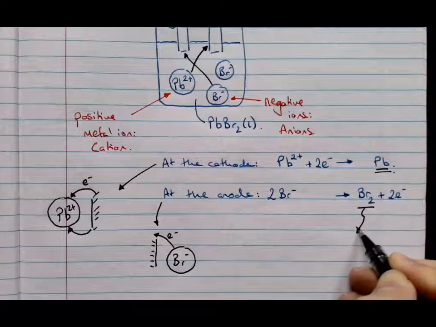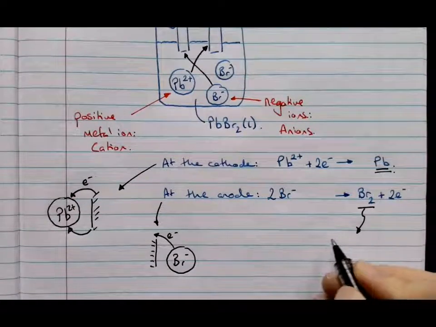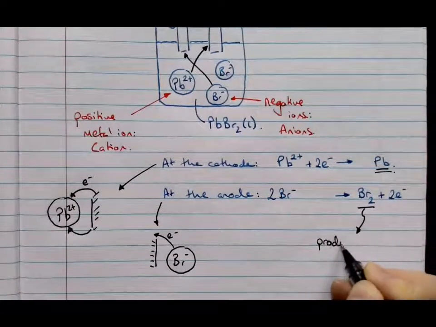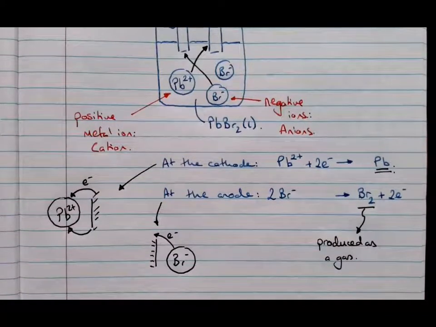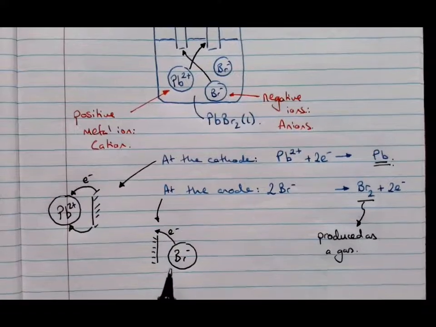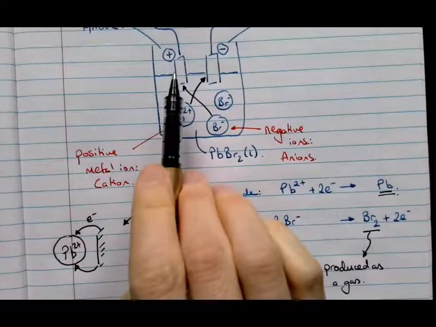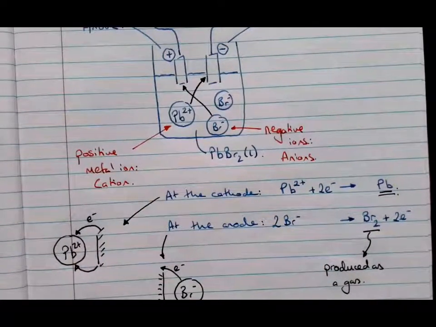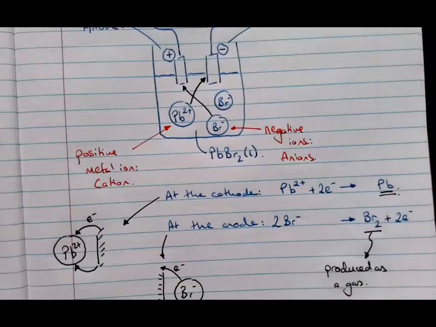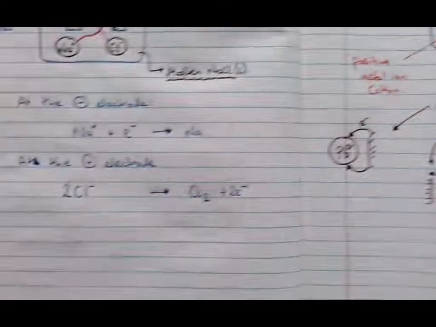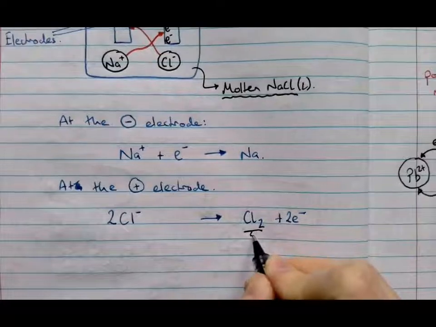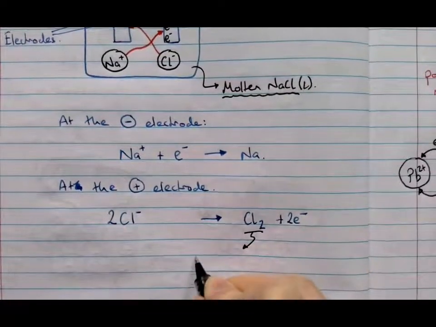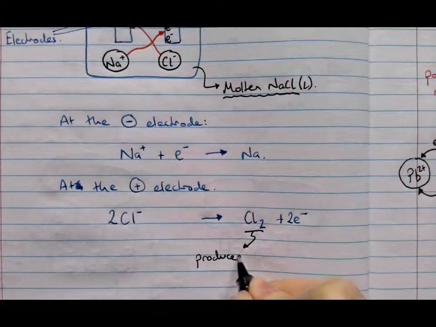Okay, so you would expect to see at the anode a gas being produced. And if we go back to the example we did in the last one, the chlorine would be produced as a gas as well. And there is a test that we can do for that.